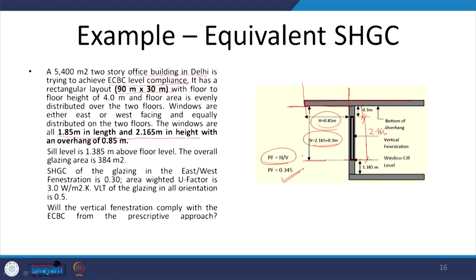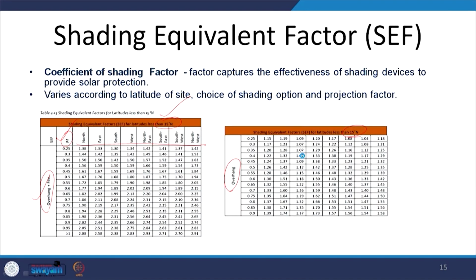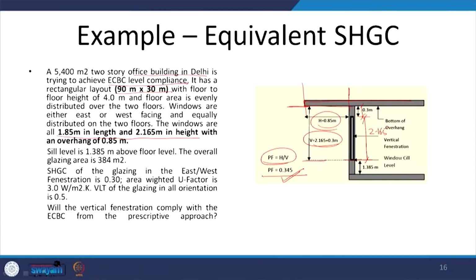If we go back to the table which is given here, we have a projection factor of 0.345, which we calculate based upon the latitude for Delhi, which is greater than 15 degree north, and the orientation of different windows. For each window, we will have the SHGC which is prescribed as per the initial tables which we have seen, and then we will calculate the SEF.